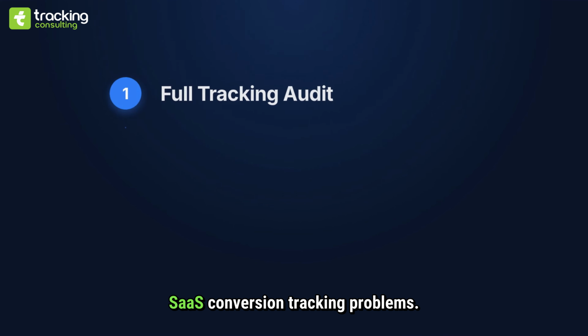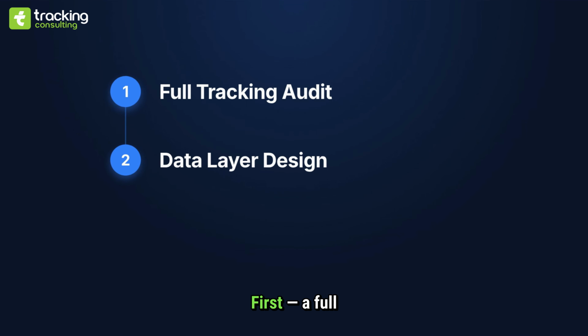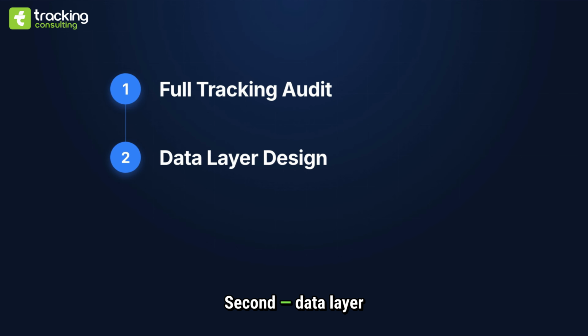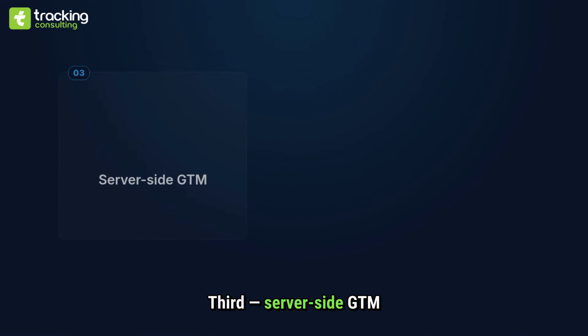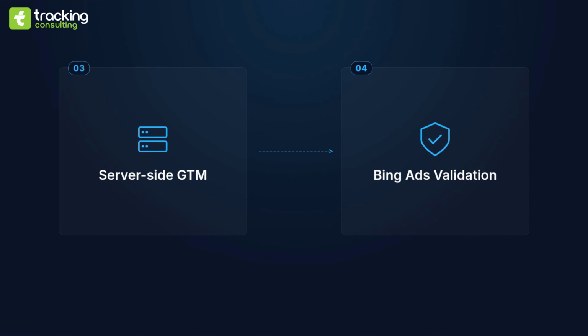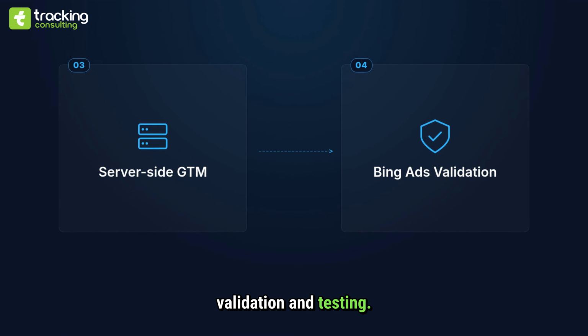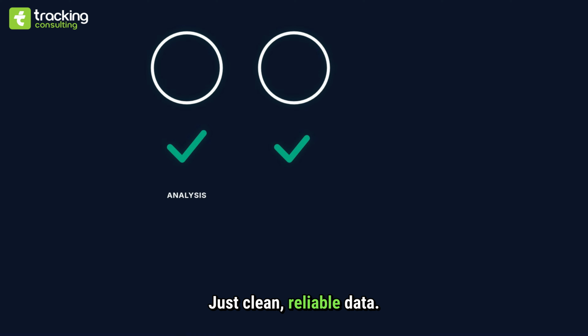Here's how I fix SaaS conversion tracking problems. First, a full tracking audit. Second, data layer design. Third, server-side GTM implementation. Fourth, Bing Ads validation and testing. Every conversion verified. No hacks, no shortcuts, just clean, reliable data.